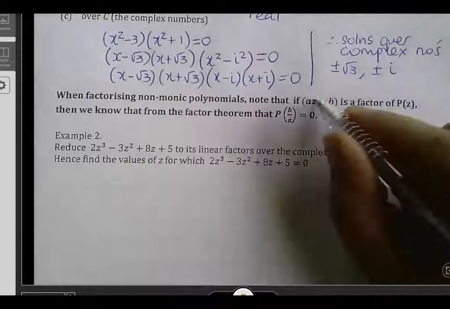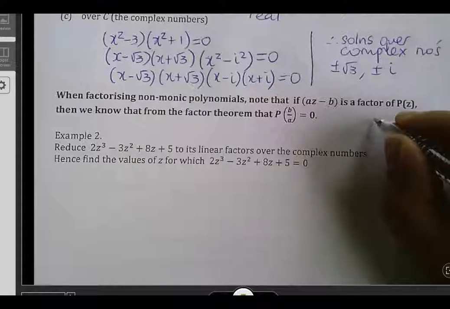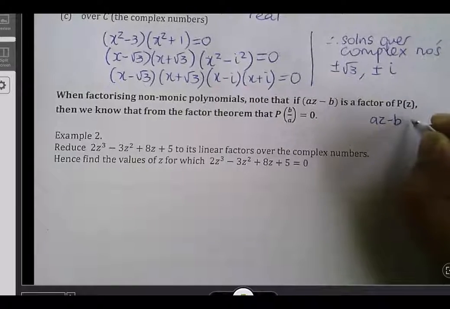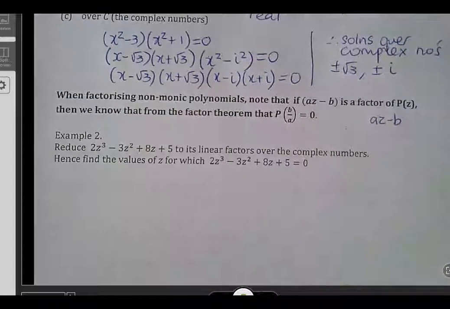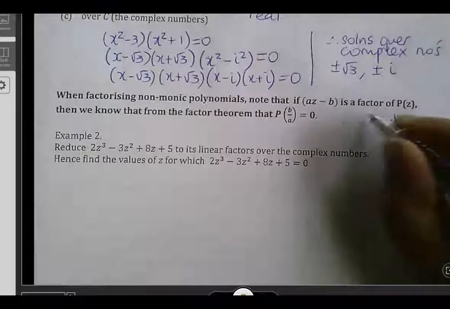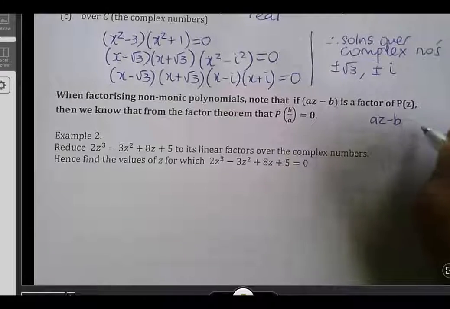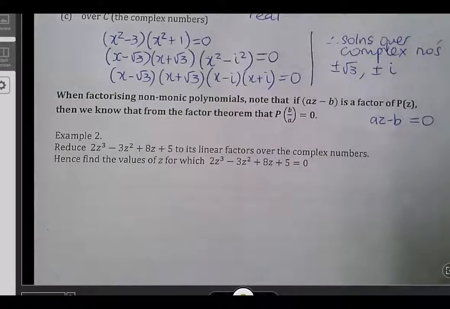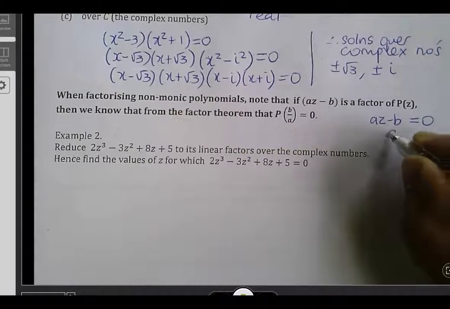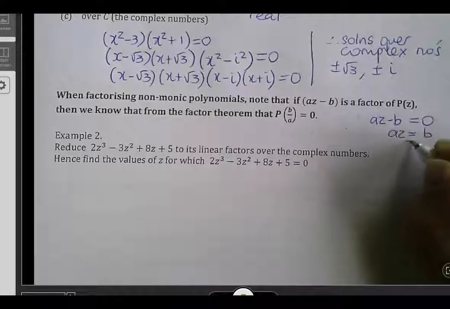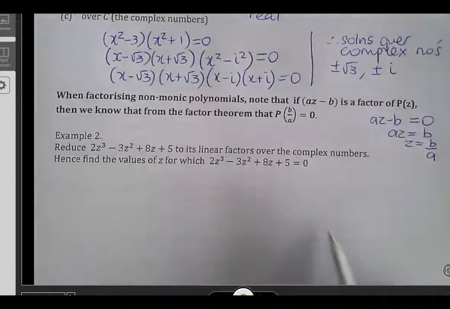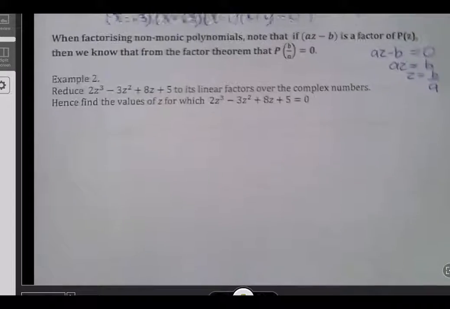How do we know that? For example, I'll just show you an example. If az minus b is a factor, then, you know, don't you go, well, that equals 0. What would happen if I rearrange this? I get az is b, therefore z is b on a. That's where that's coming from. All right, so let's have a look here at our second example.